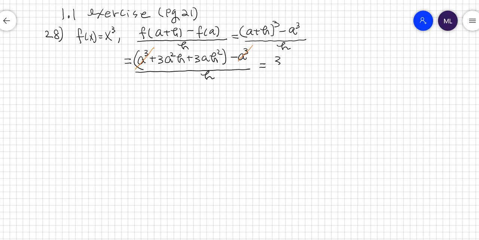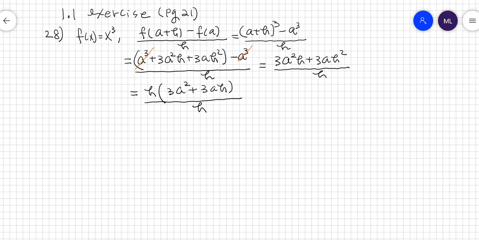So we have 3a squared h plus 3ah squared over h, which is, if I factor h out, 3a squared plus 3ah over h, and then h gets canceled again. So our final answer is 3a squared plus 3ah.